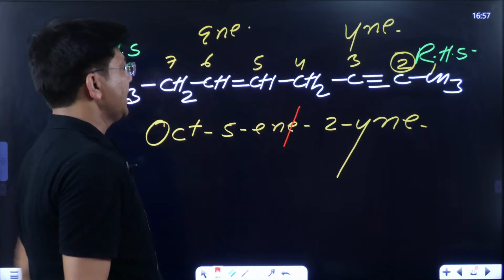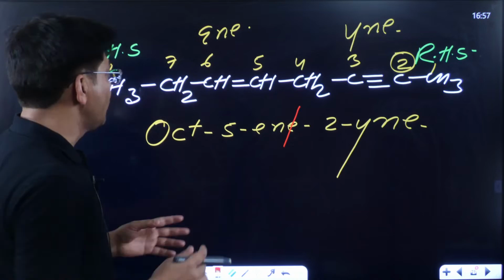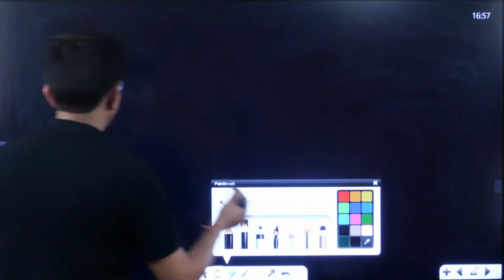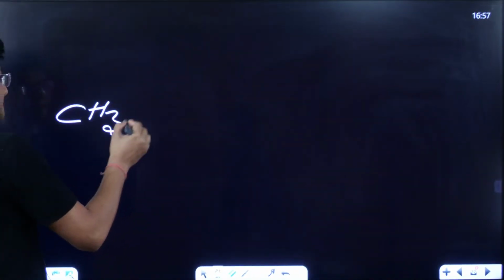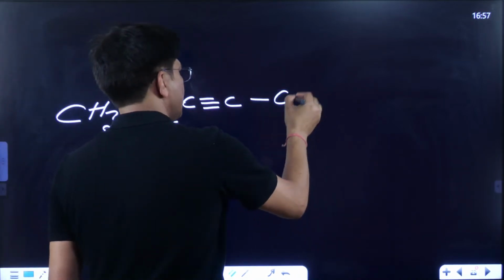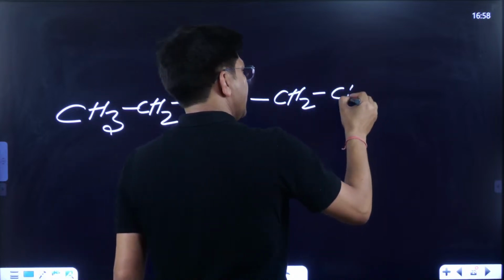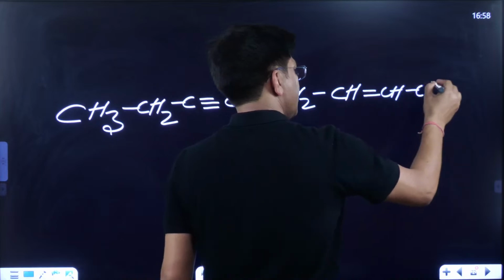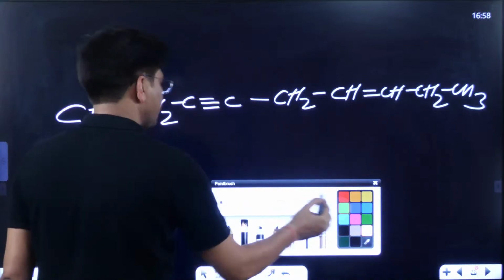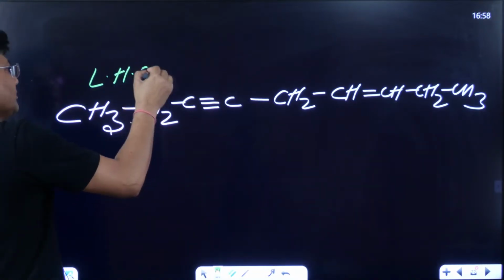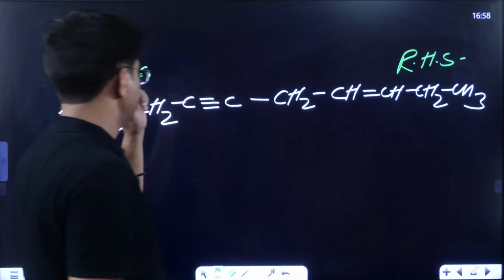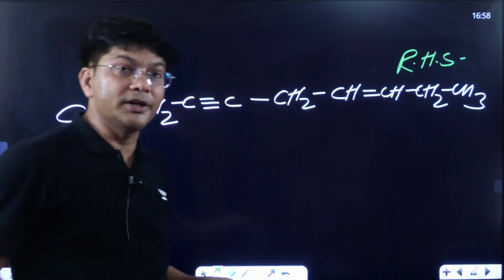Is it clear? But if I give you one compound like this, see to it. Is this clear to all of you? If I am going to give you a compound like this, see everyone. CH3, CH2, C triple bond C, CH2, CH double bond CH, CH2, CH3. Now numbering you will do from the right hand side or the left hand side. This is the left hand side, that is your right hand side. So from which side you will do the numbering? This time, which numbering is going to be the correct?